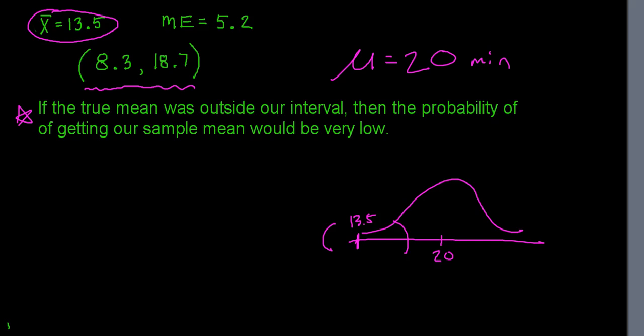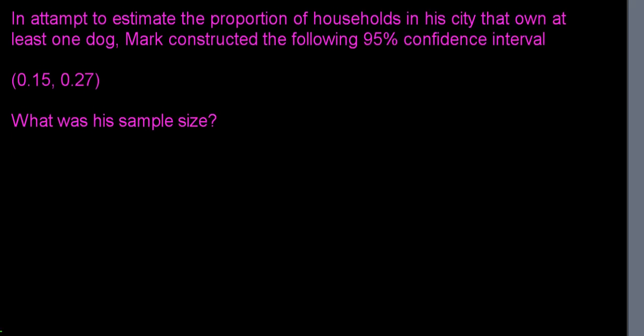But it does bring up a good point that if the true mean was outside of our interval, then the probability of getting our sample would have been very low. But again, we don't necessarily believe in low probability events occurring. That is why, again, we're very confident that the truth is not 20 minutes and that it really is in our interval. All right, let's do another example now with proportions this time.